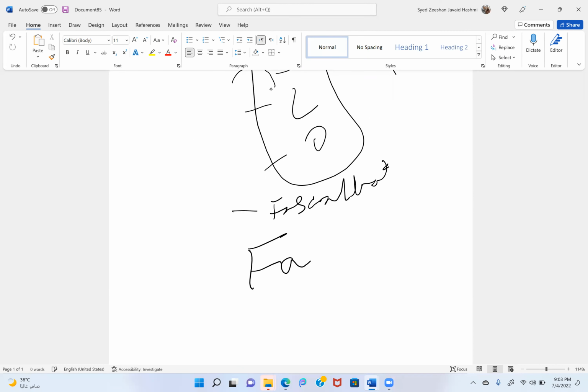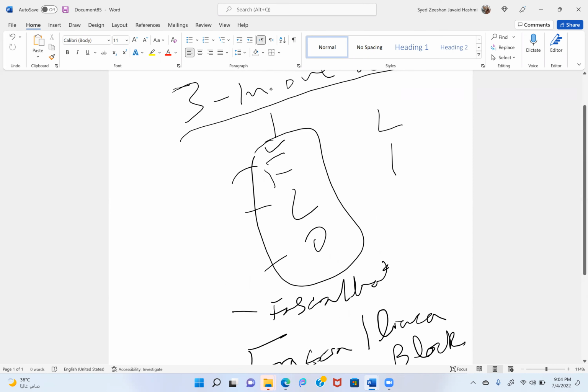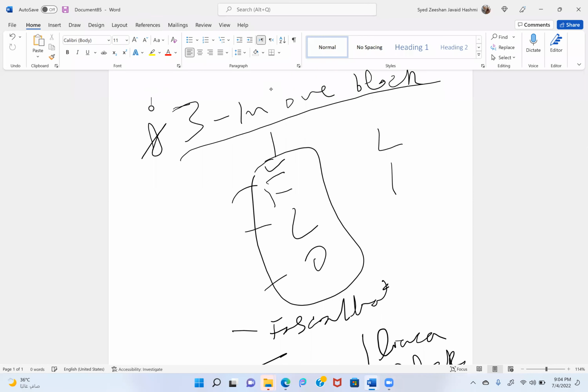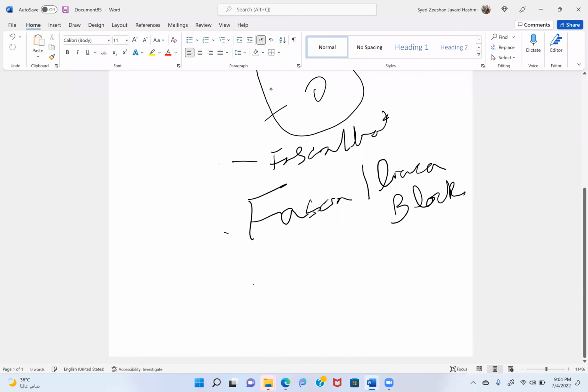It is with the fascia iliaca block. Usually when we are giving it, it is spreading. But there is a little bit of difference in technique. The result is the same, either in the form of 3-in-1 block or in the form of fascia iliaca block.